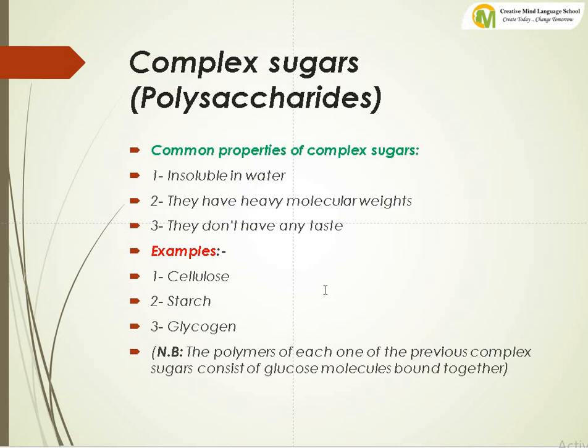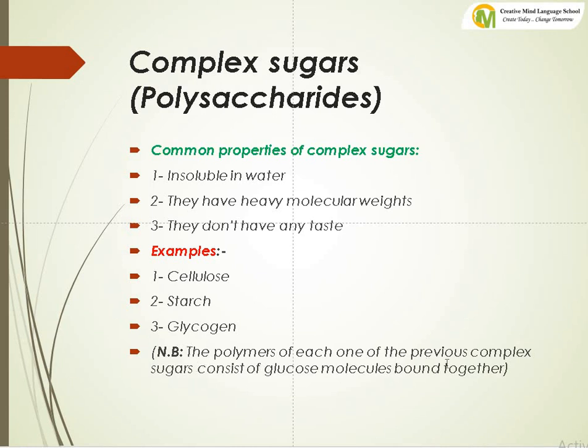Okay. Complex sugars, their name is polysaccharides. Common properties of complex sugars, we have three main. Insoluble in water. We can't dissolve complex sugars in water, so they are insoluble. Number two, they have heavy molecular weights. Number three, they don't have any taste. Examples are cellulose, starch and glycogen.